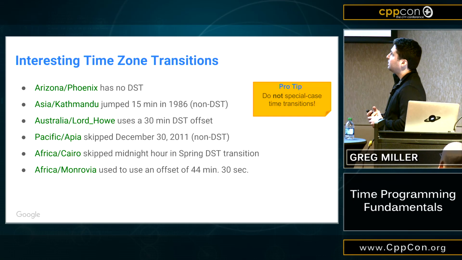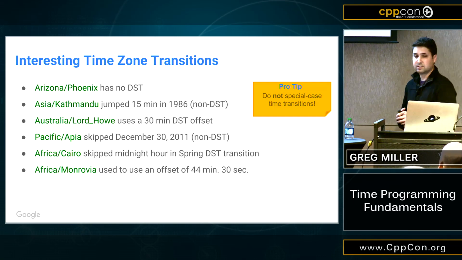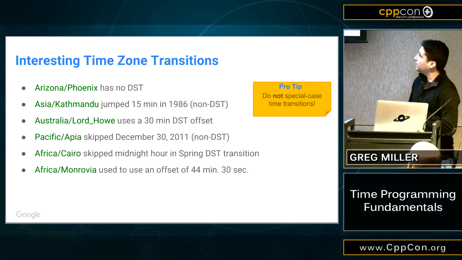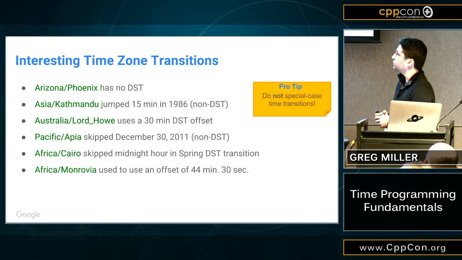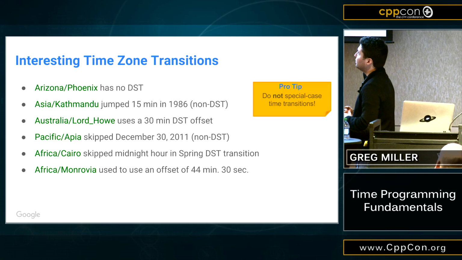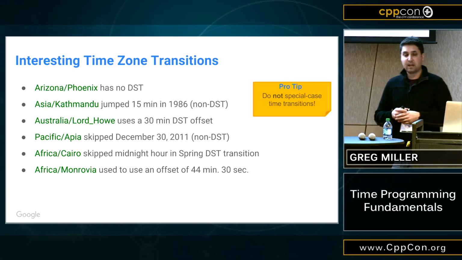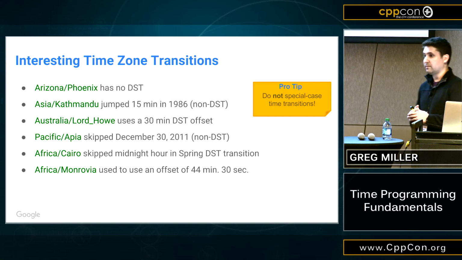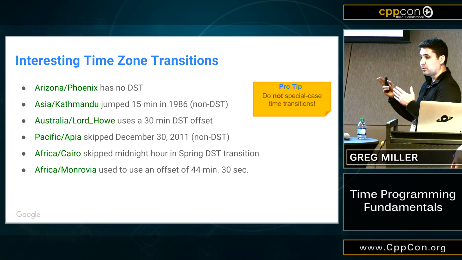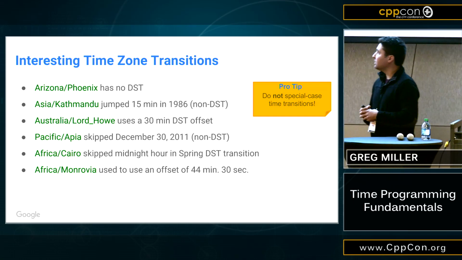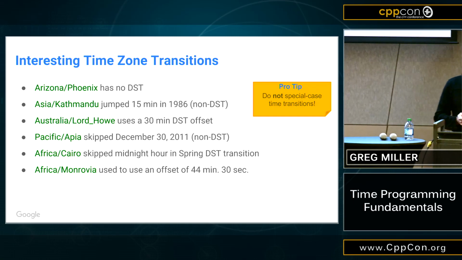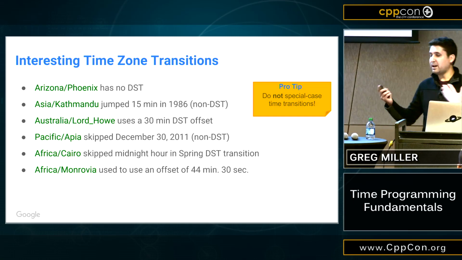And Pacific/Apia, in 2011, they skipped the whole day of December 30th. It just doesn't exist there. And in that particular case, they were switching sides of the international date line. And Africa/Cairo used to skip the midnight hour during their springtime daylight savings time transition. Actually, as of this year, they no longer do that. They no longer observe daylight savings time. But previously, before this year, there was no midnight on this day. There was no 0 hours, 0 minutes, 0 seconds during this transition. And Africa/Monrovia used to use an offset of 44 minutes and 30 seconds. So transitions aren't always a nice round number.